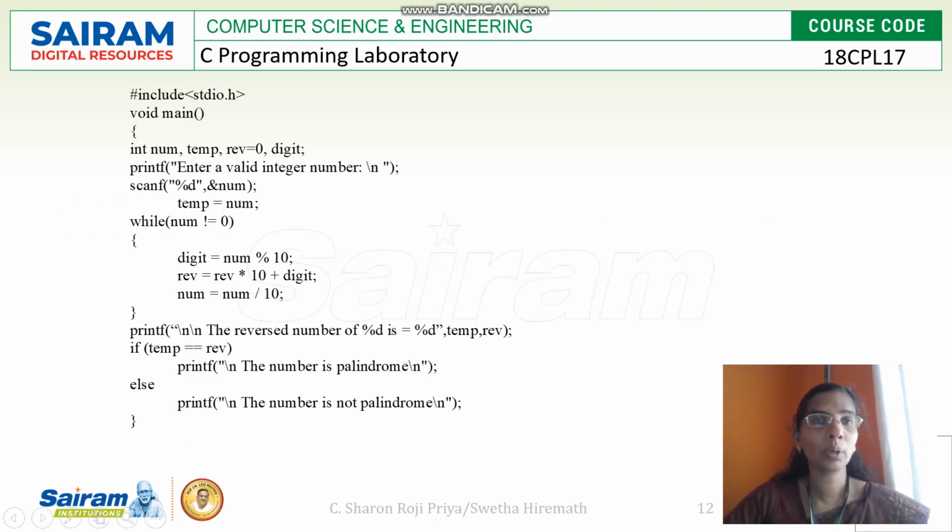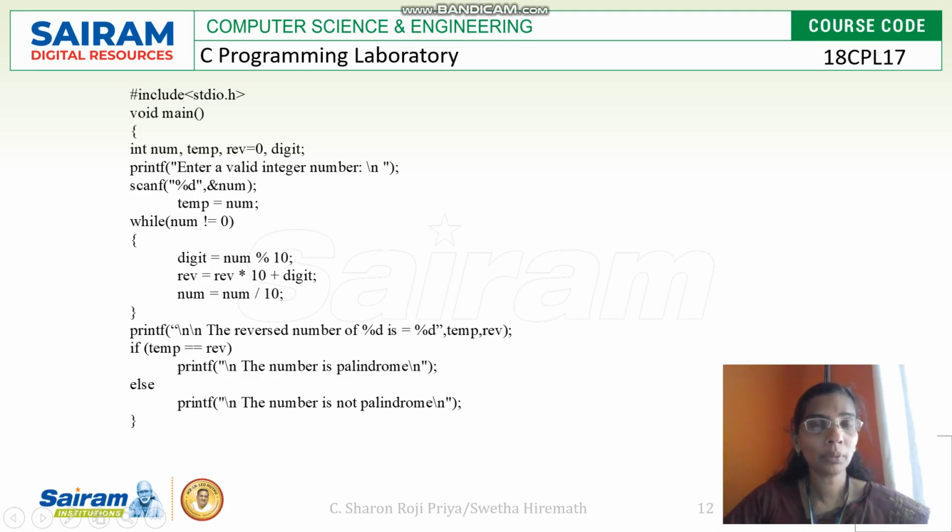We can come to our program. We have included our header file and we are starting with our main. And we are supposed to check whether a given number is palindrome or not. So I have taken a number and the data type for integers, it is int, and I have a temporary variable and I am initializing the variable reverse equal to 0, and I have another variable known as digit. This is my declaration part and this is initialization.